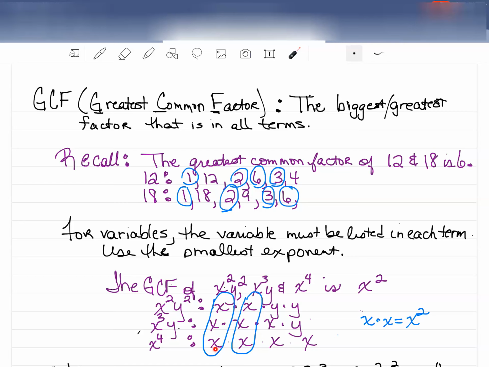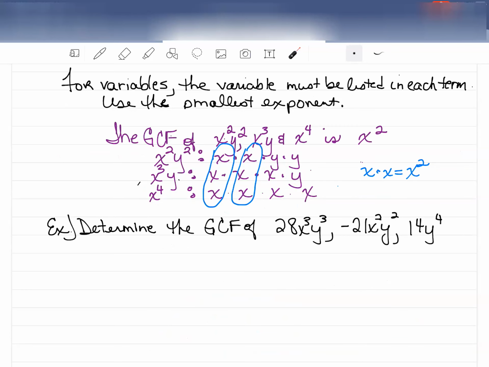So this part in purple and blue, this is how we know that this is all we're going to do, is make certain the variable is in each term and use the smallest exponent that's on that variable. We're going to go ahead and we're going to determine the GCF of 28x cubed y cubed, negative 21x squared y squared, and 14y to the 4th.